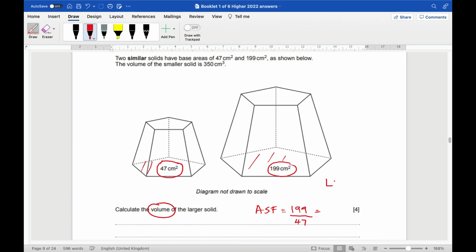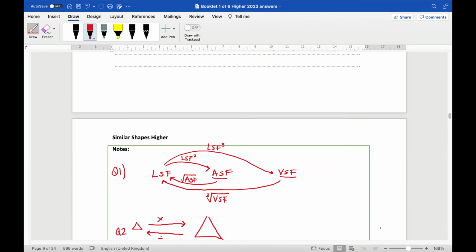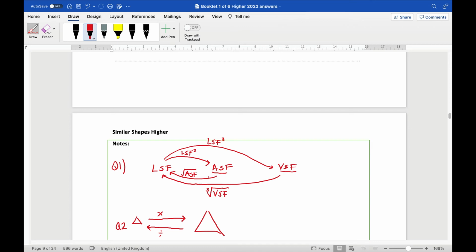You can't go direct. Let me start by getting the length scale factor, which is the square root of the area scale factor. Once I know the length scale factor, actually what I want is the volume scale factor. And to get that, whatever my length scale factor answer is, I'm going to cube it. So let me show you on the original diagram. Almost like we're going full loop. We're going from here, back to here, all the way around to here. So square root it, and then cube it.